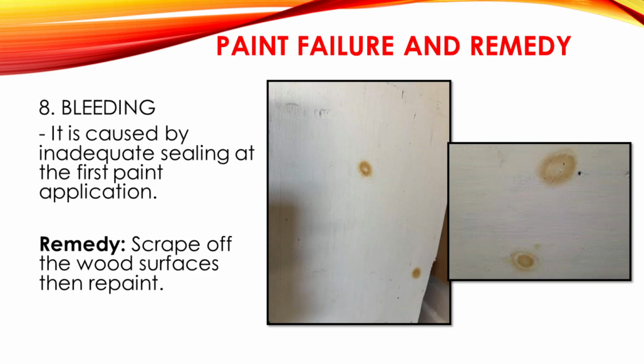Next paint failure is the bleeding. Bleeding is caused by inadequate sealing at the first paint application or on the first coat of paint. The remedy for bleeding is to scrape off the wood surfaces, then repaint.